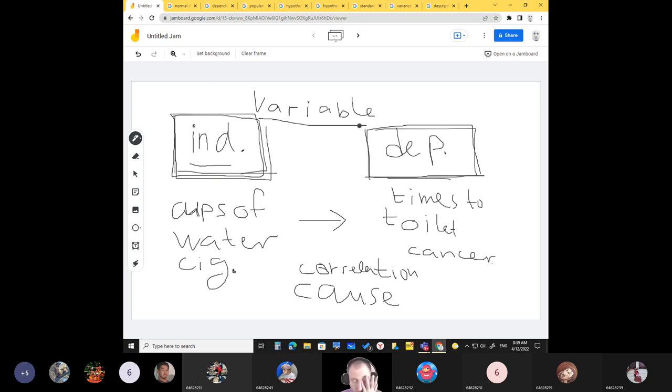Okay, so I assume everyone now understands variables. Variable is some number, right? So cigarette is not a variable. Water is not a variable, but cups of water, right? Some number. We need some number. Cigarette, right? How many cigarettes you smoke, how many days, how many years. Times you go to the toilet, 1, 2, 3, 4. And cancer, how many people have cancer? So variable should be a number.